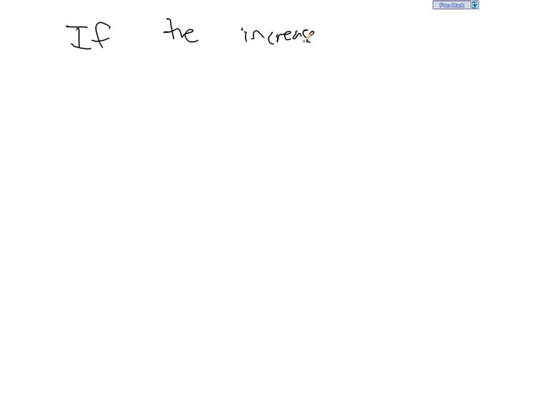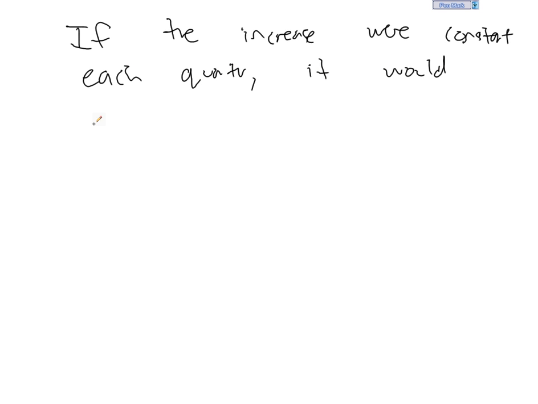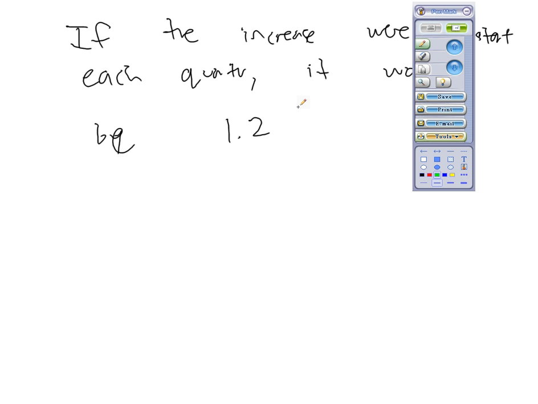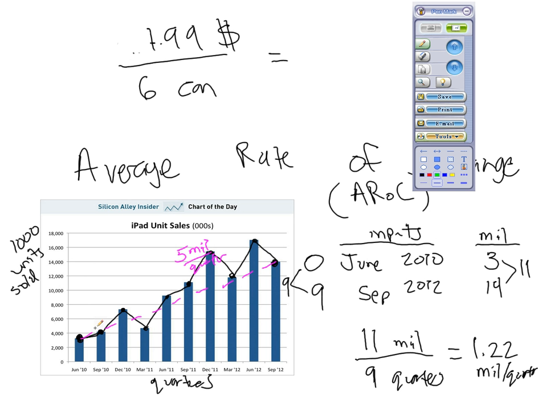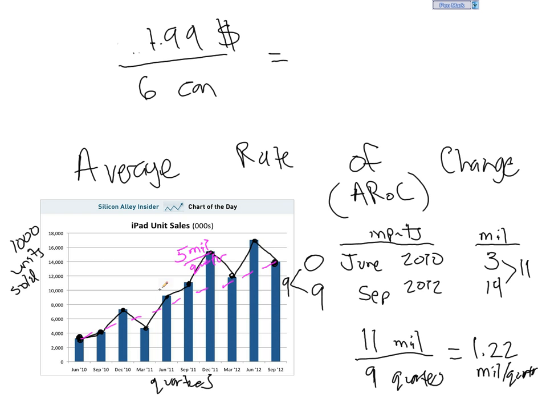Well, what does this mean, average? If the increase were constant each month, each quarter, it would be 1.22 million. If it were constant, it would go up by the same amount every quarter, and it would create this nice perfect shape of a graph where all of these bars would rest along this purple line. So that would be in an ideally perfect world.